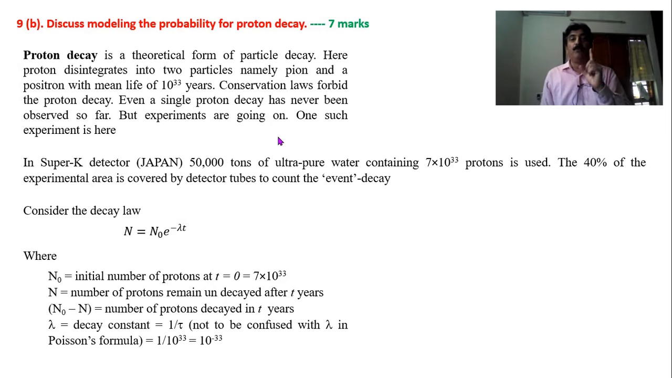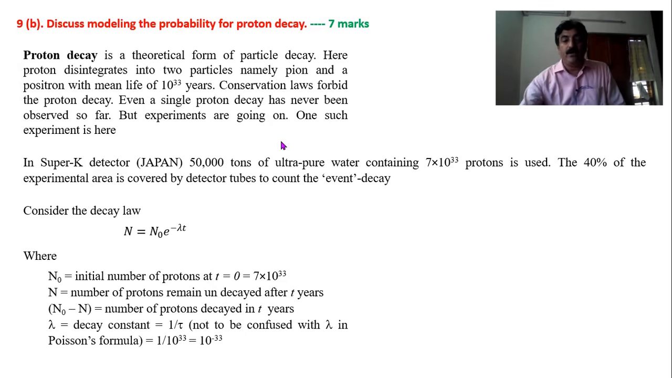If at all any proton decays, the detector will detect. So that is the intention behind covering the 40%. They could have covered it 100%, but since the plant is too big in size, they covered it only 40%. Anyway, Poisson's distribution formula is there to find out the probability of decay. If at all it is happening, 40% is sufficient. So 40% detectors are covering the entire project site.